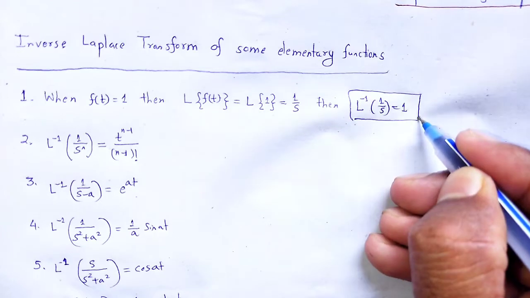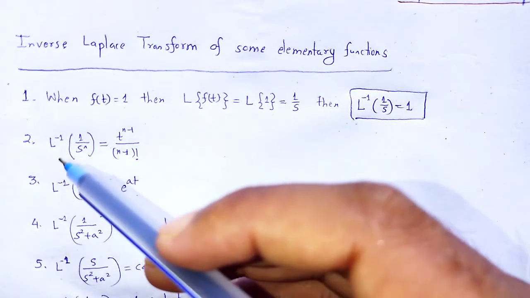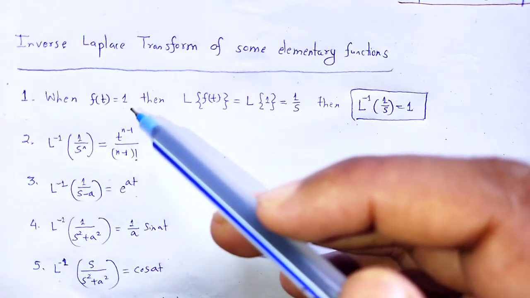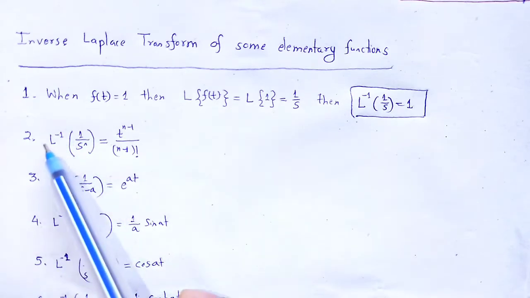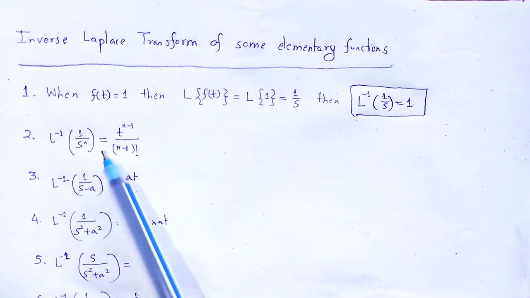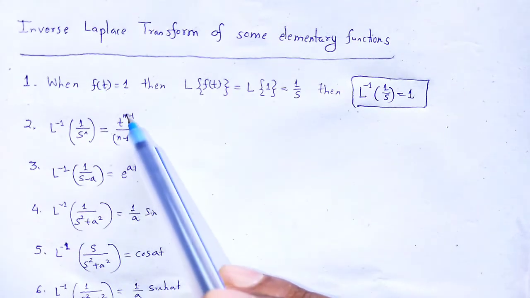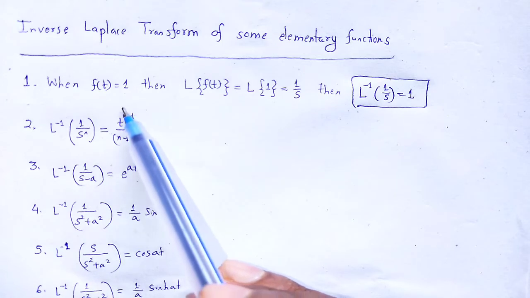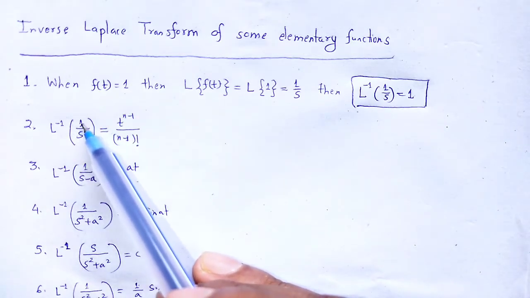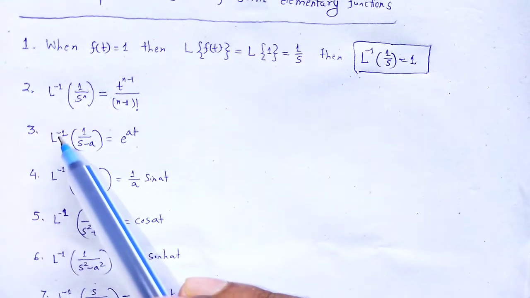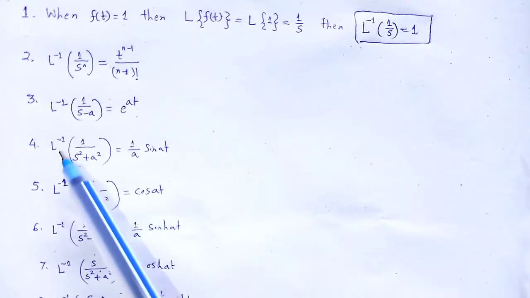The same concept is used to evaluate various types of inverse Laplace transforms of some elementary functions. Inverse Laplace transform of 1 divided by s to the power n is equal to t to the power n minus 1 divided by (n minus 1) factorial, as if we calculate the Laplace transform of that given function, it gives rise to the result 1 divided by s to the power n. Inverse Laplace transform of 1 divided by s minus a is equal to e to the power at.